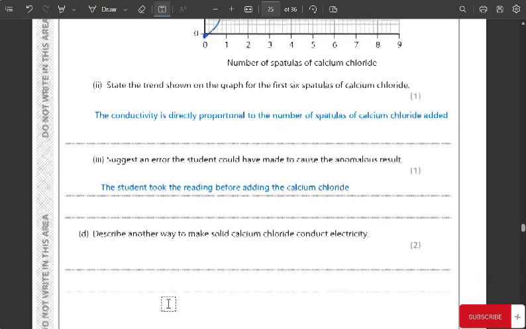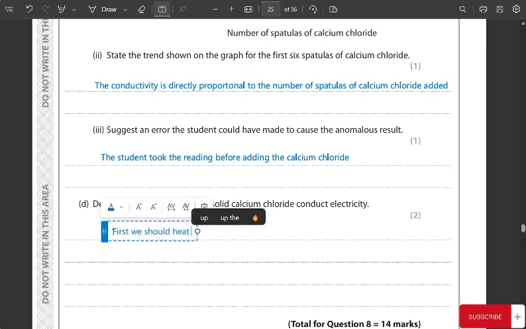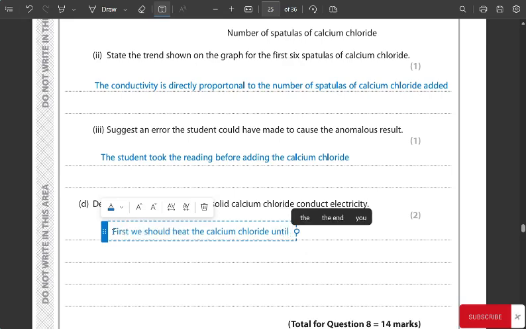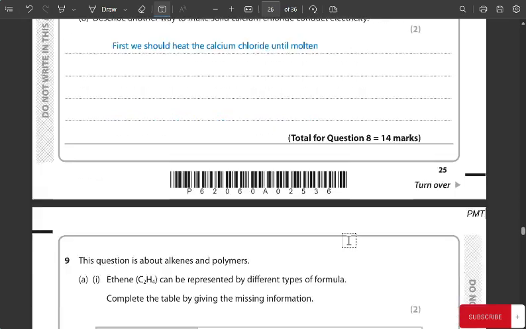Okay, describe another way to make solid calcium chloride conduct electricity. First we should heat the calcium chloride until molten, because we will give electricity and we will do electrolysis. That's why we need the molten one.